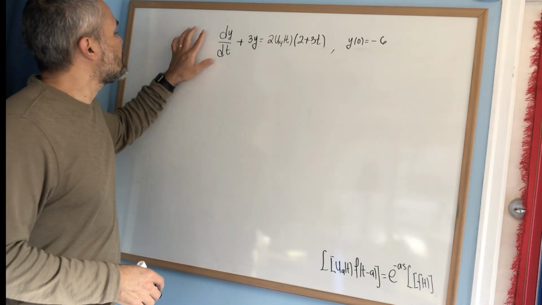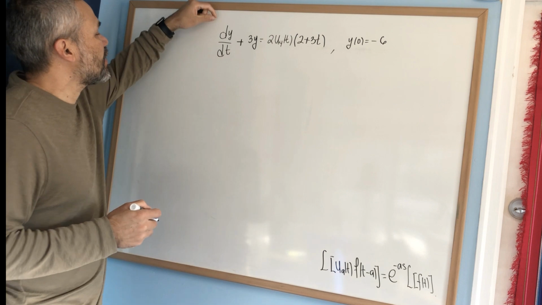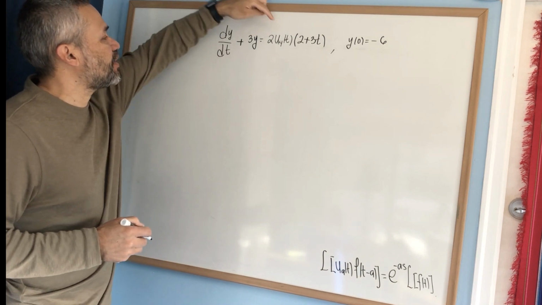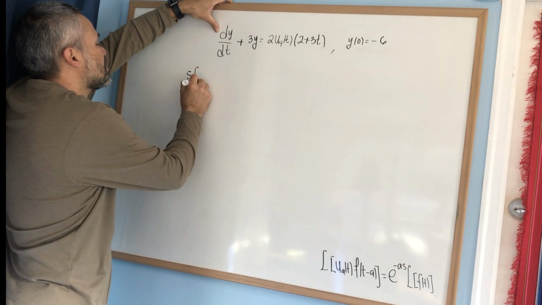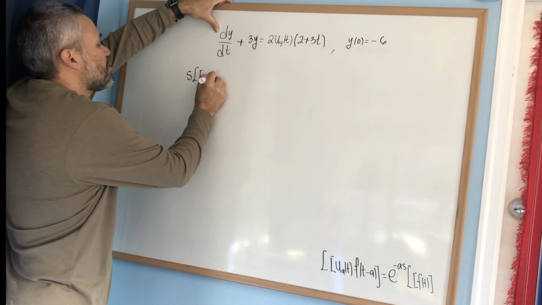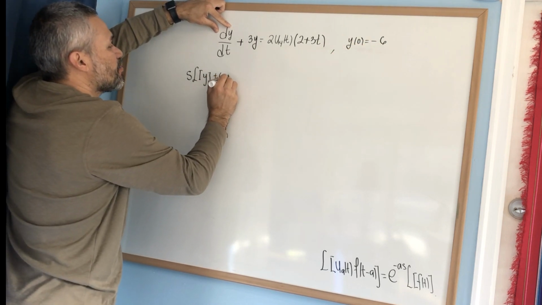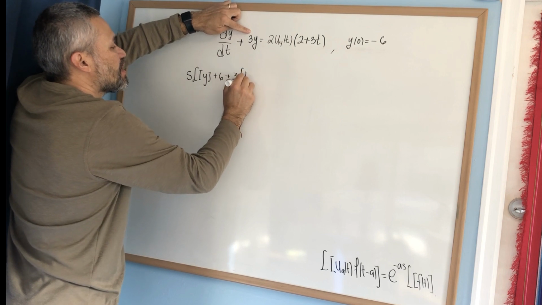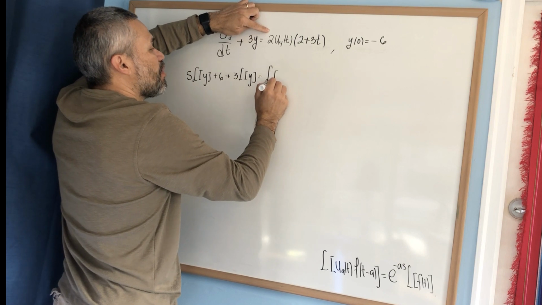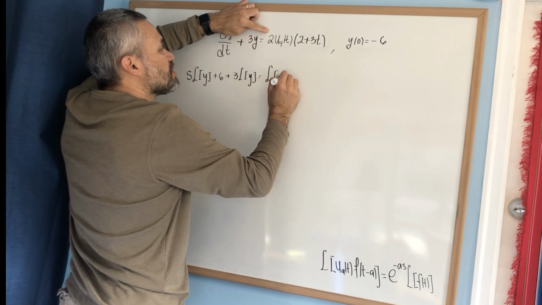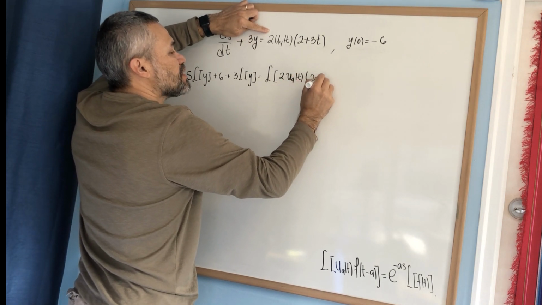In this video, we will be solving this initial value problem using Laplace transform. The first step is to compute Laplace transform on the left and on the right. The Laplace transform of the derivative is s times Laplace transform of the function minus y of 0, which is -6, then I get plus 6, plus 3 times the Laplace transform of y, and this is the Laplace transform of 2 times u4 of t times 2 plus 3t.